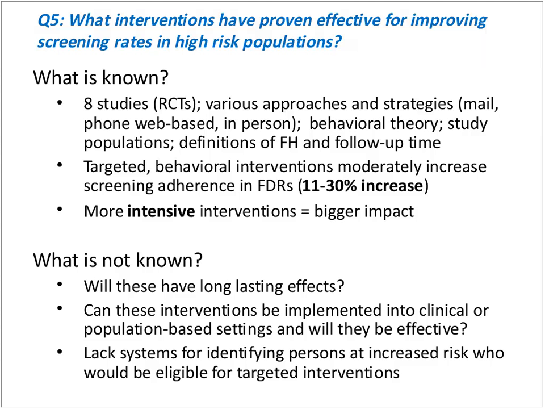They varied somewhat in their study populations, but all were conducted in members of families. These are unaffected members of families with first-degree relatives that had colorectal cancer. And then they all varied in measuring outcomes in terms of follow-up time post-intervention. But all in all, the literature suggests that these targeted behavioral interventions can moderately increase screening adherence among first-degree relatives. The range of increase was from about 11% to 30%.